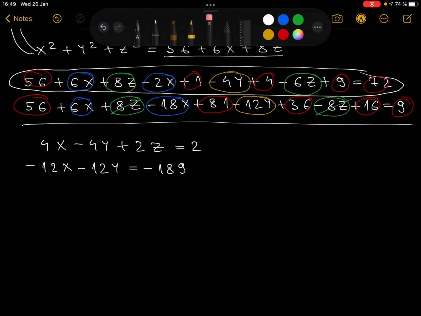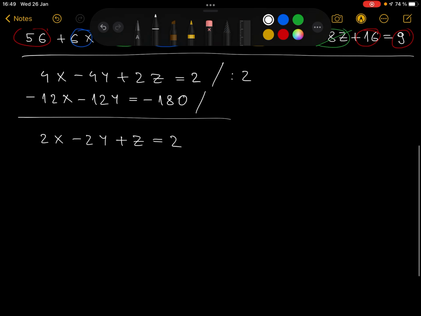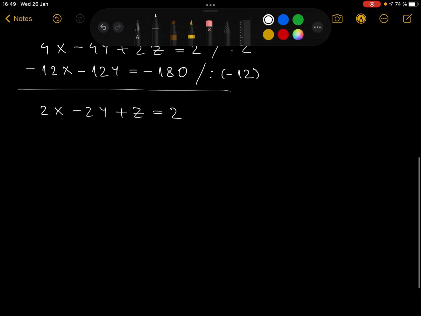Oh, sorry, negative 180. Okay, now we can divide the first equation by 2, and we'll get that 2x minus 2y plus z is equal to 2, and we can divide the second equation by negative 12, and that will give us that x plus y is equal to 15.